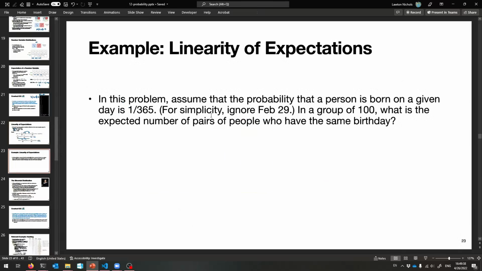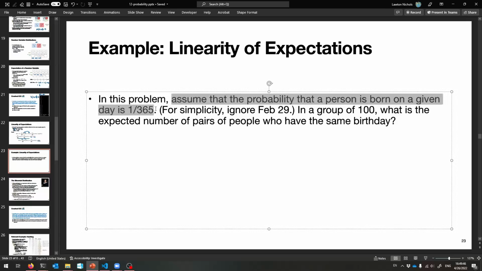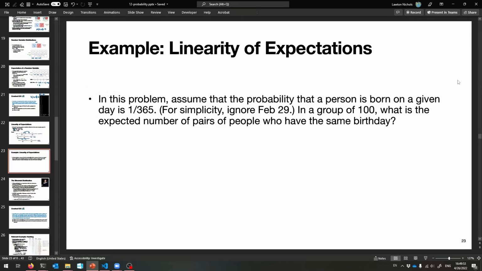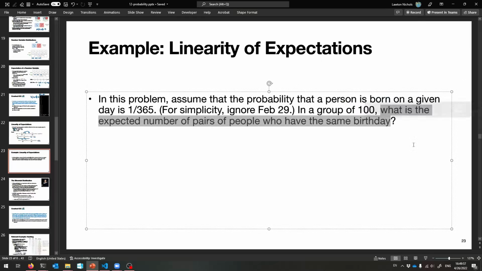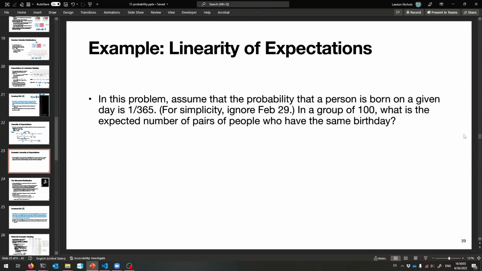Okay? So let me show you an example of this and why it's useful. Linearity of expectations. So assume that the probability of a person being born on a given day is 1 over 365. So really it's not that, right? So let's ignore leap years. In a group of 100 people, what is the expected number of pairs of people who have the same birthday? So this is finally coming full circle. Like, how would you use expected value in real life? Let's talk about this, okay?